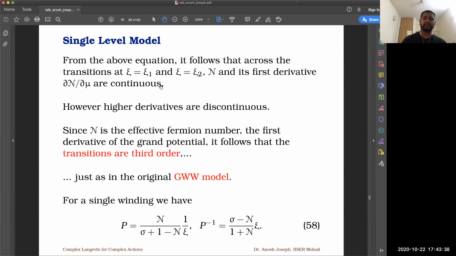So we see that across the transitions, the fermion number and its first derivative are continuous. But the third derivative and other higher derivatives are discontinuous. That means there is a third order phase transition in the model, just as in the original Gross-Witten-Wadia model. And we look at a single winding of the Polyakov loop, and we should have P with this expression and P inverse with this expression. We can check whether we get this through our complex Langevin simulations.